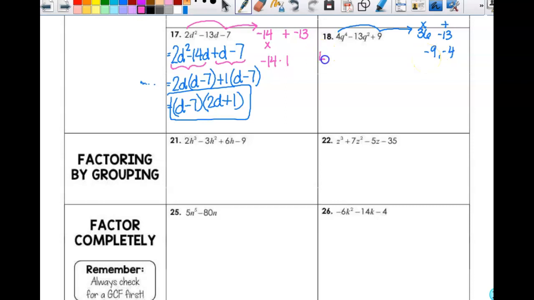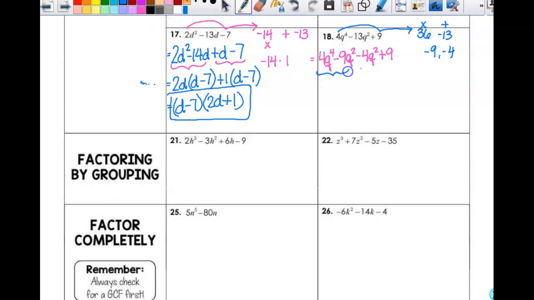So that means I take 4q to the 4th, and anytime it's not a square, be real careful with your exponents, because if you accidentally drop them off because they look different, then you're really going to confuse yourself in the end. 4q to the 4th minus 9q squared, and then negative 4q squared plus 9. Everybody good with all that? So now I have 4 terms. I've split that middle term.